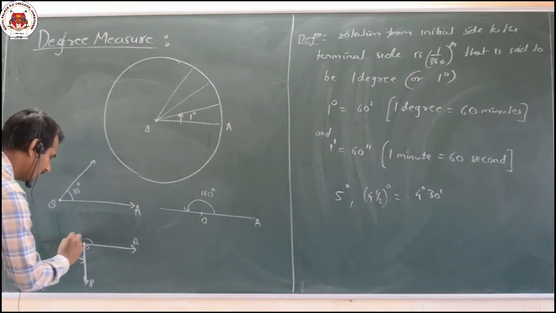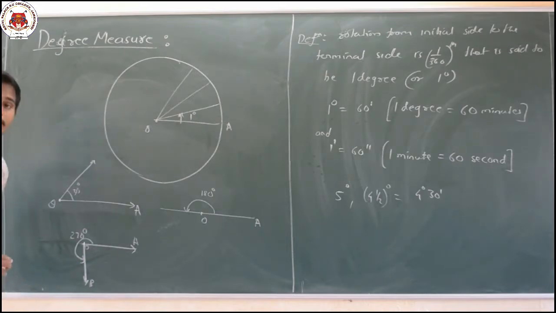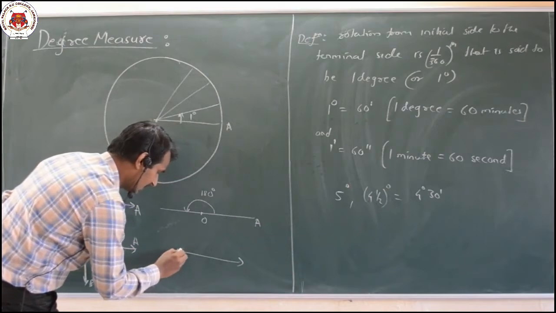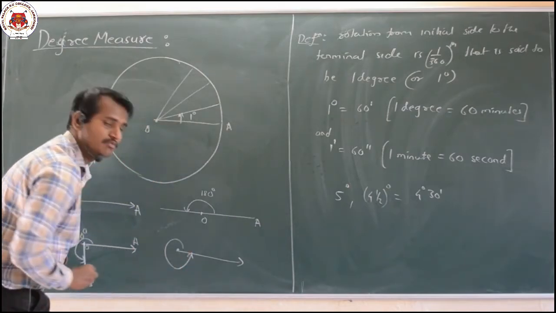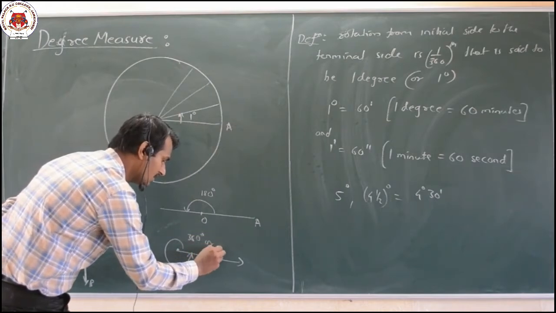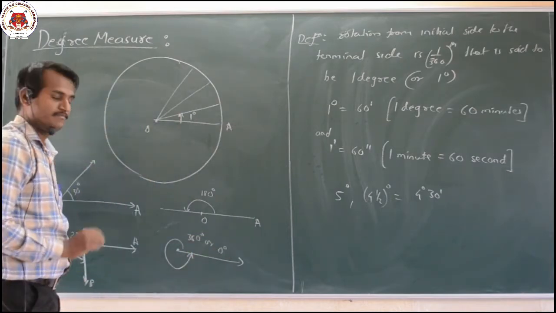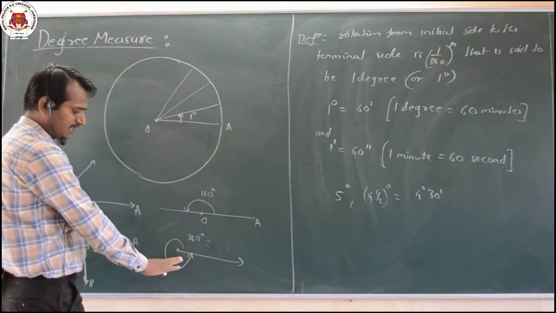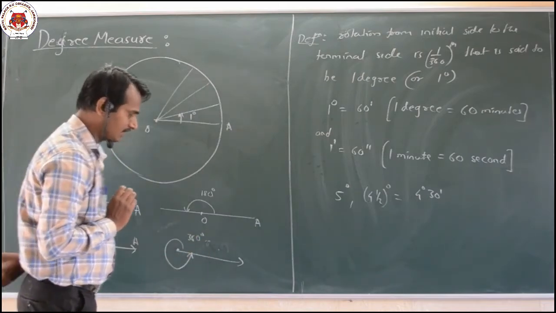It will be nothing but our 270 degrees. In the same manner, if I rotate the initial line back and come to this position, it is either 360 degrees, or if I keep it as it is, it is nothing but our 0 degrees.